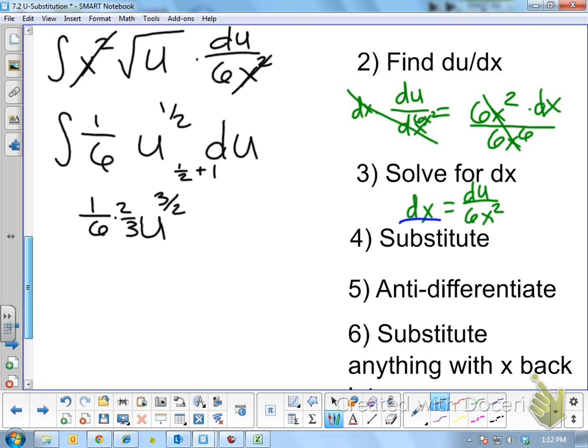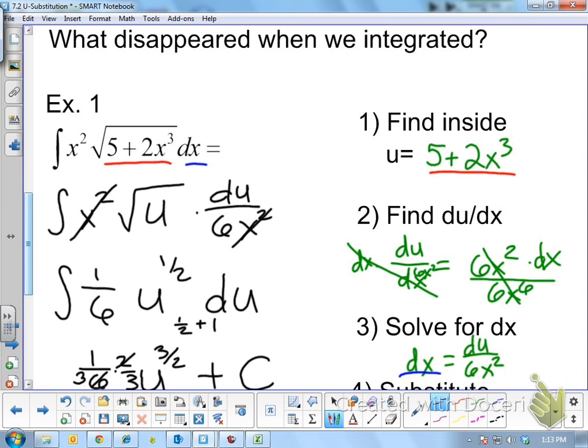Now this is an indefinite integral, so I do need to write plus c. And then I can reduce my fraction. We really have 1/9. Okay, but the problem is my original question was with x's, and now my answer has a u, which is not acceptable. We started with x's, we should end with x's in this process. But we know what u equals. What did u equal? 5 plus 2x to the third.